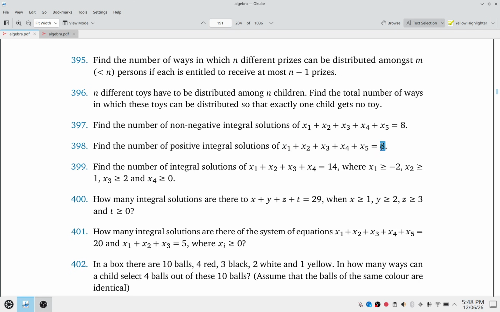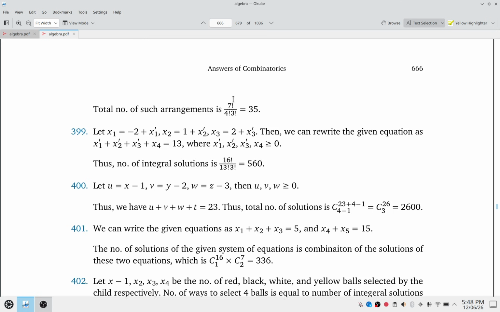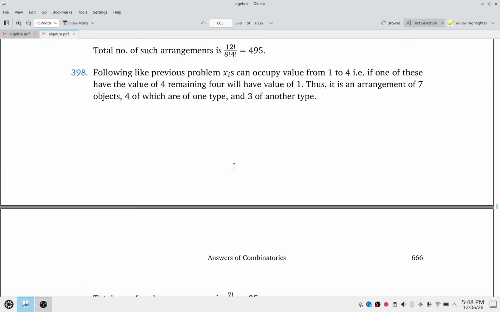So r is 3 and this count is 5. So n is 5. So n plus r minus 1 would be 7. C n minus 1, that is 4. That is how you got 7C4. That is 7 factorial by 4 factorial multiplied by 3 factorial. That is how we got the answer.